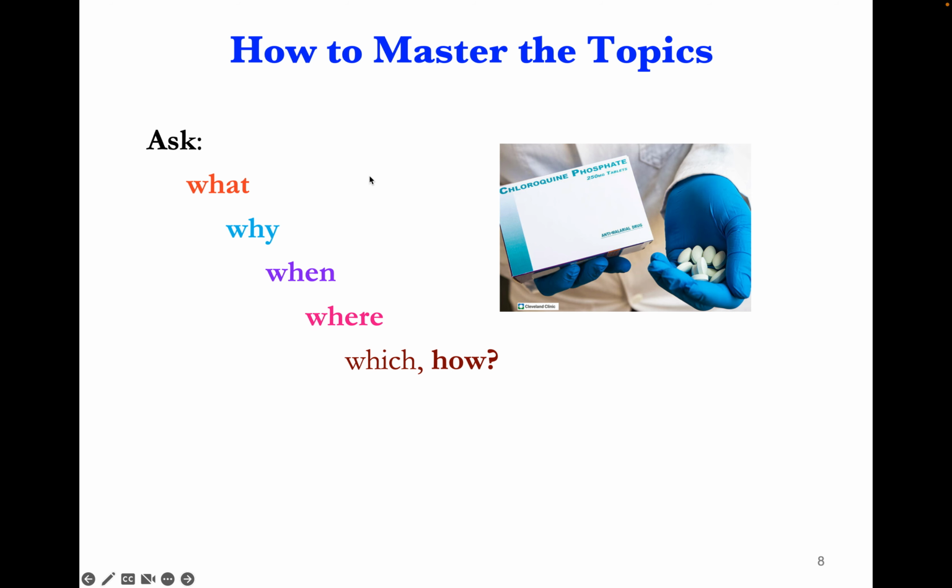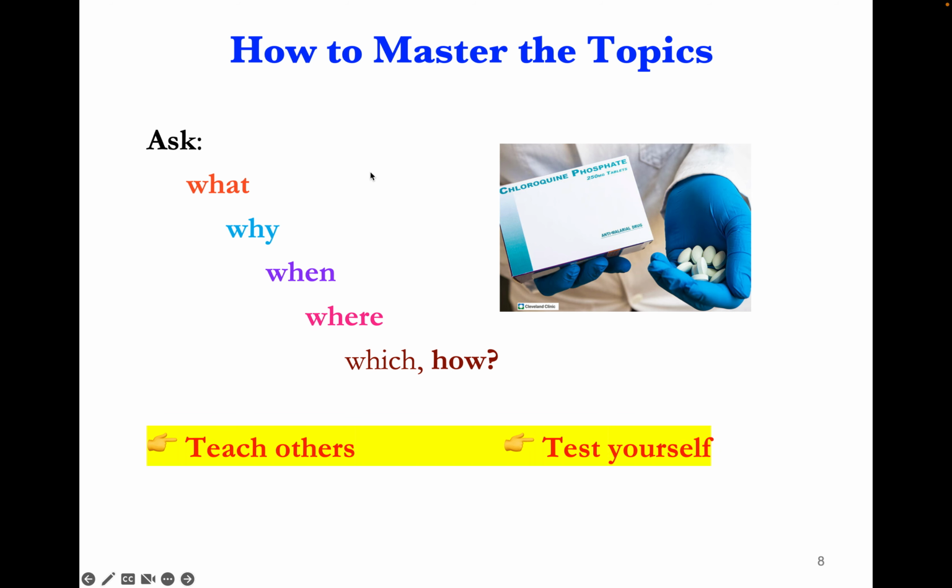After you do all this, you will be well prepared to present to others. Teach others. That is the best method to master the topic. Integrate. If you can answer all these questions and integrate, you can teach others and test yourself. Behave like a professor. If you are a professor and you get a question on chloroquine, if you get 3 or 4 slides of content on chloroquine, how do you test those questions? So if you practice those, you will be mastering the topic.